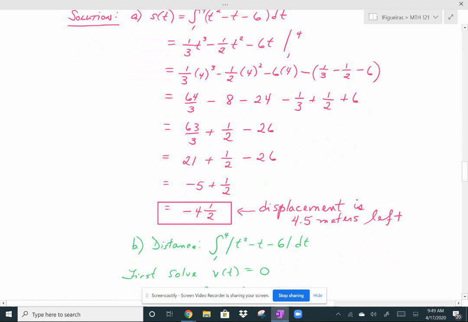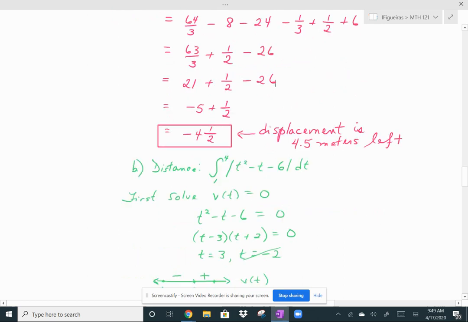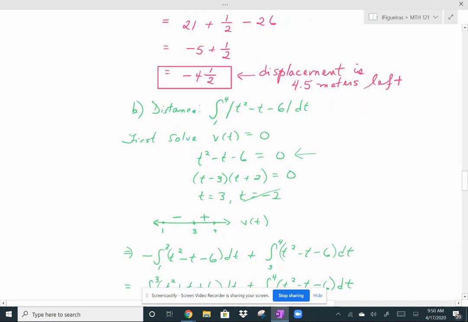Okay, now we're working with the same problem to find distance. To compute distance, we have to take the absolute value of the velocity function from 1 to 4 and integrate that with respect to time. We don't really know how to integrate an absolute value, so we need to get rid of that absolute value in some way. So we have to figure out where v is equal to 0. We take our integrand and set it equal to 0. We get 2 solutions, 3 and -2.